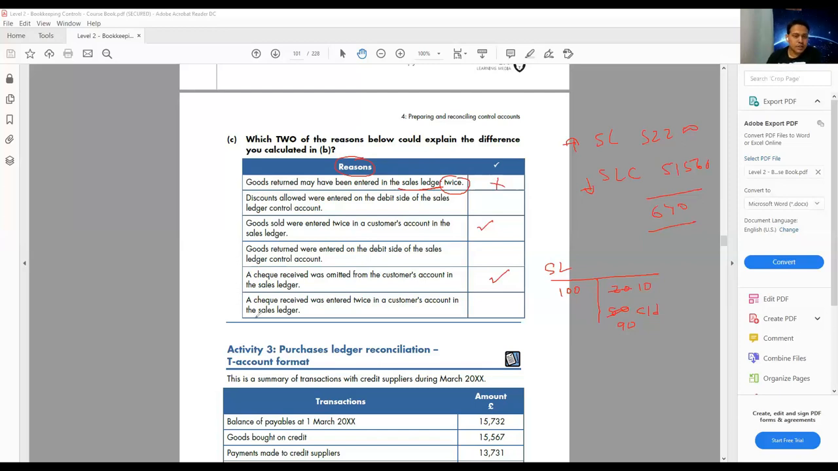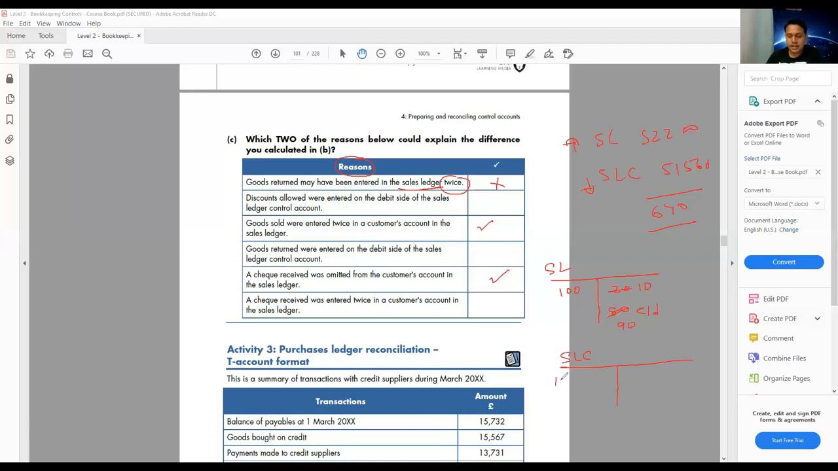Then the next one says discount allowed was entered on the debit side of the sales ledger control account. Now they're talking about the sales ledger control account. What happens if you did that? The sales ledger control account balance c/d is already down.